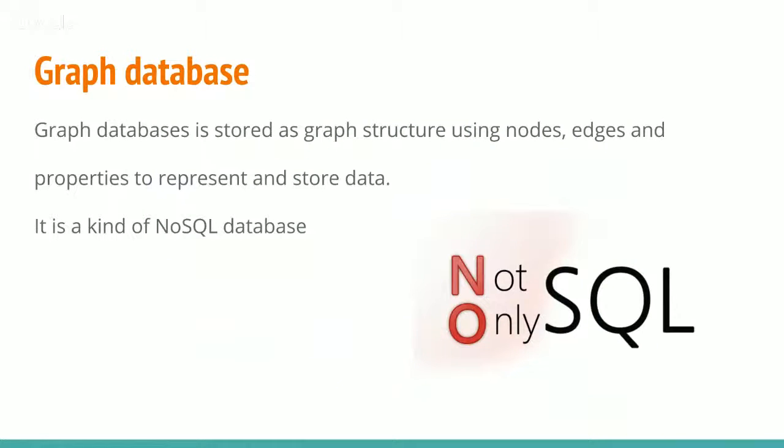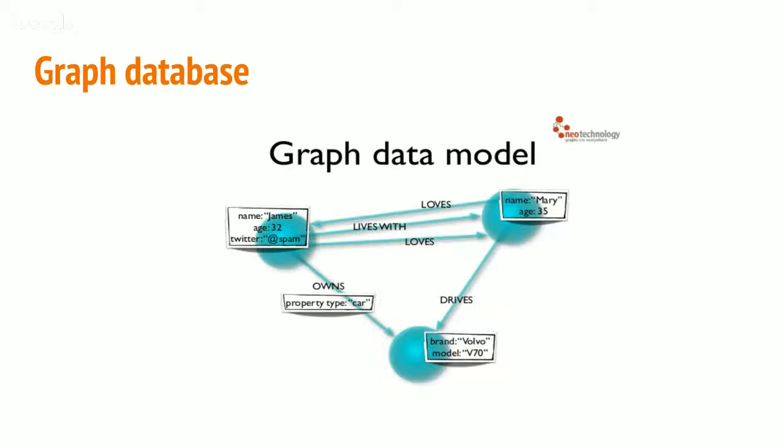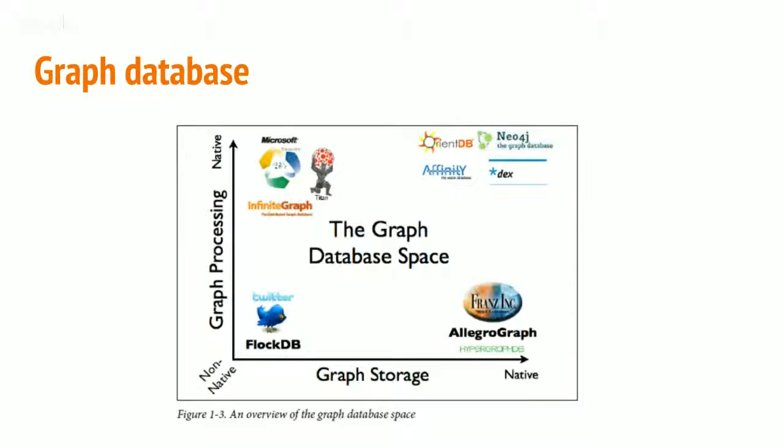The last one is the graph database, which is known for its graph structure. It is a kind of NoSQL database. This is a good example of a graph data model. And in this graph, we will see different companies have different levels of graph processing and graph storage. We will find that Twitter has the most non-native graph processing and graph storage.